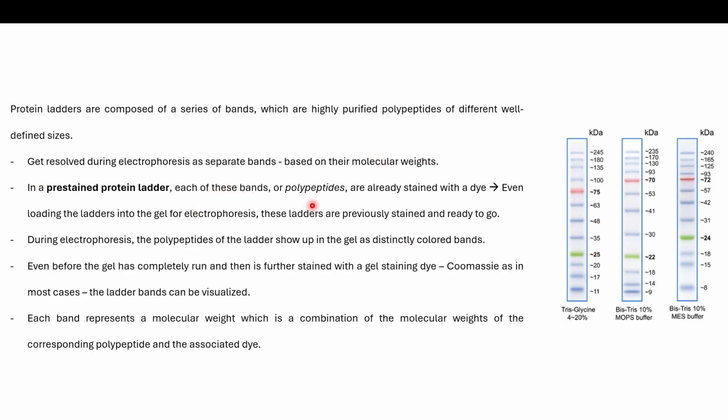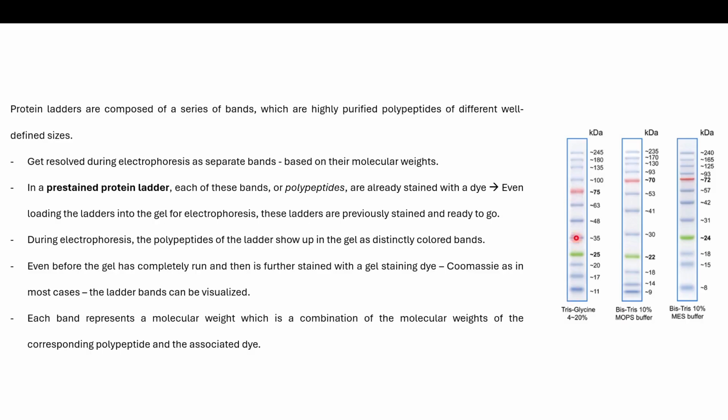Each of these bands or polypeptides is already stained with the dye. Even before loading the ladders into the gel for electrophoresis, these ladders are previously stained and ready to go. What happens during electrophoresis? The polypeptides of the ladder show up in the gel as distinctly colored bands, like here. And even before the gel has completely run and is further stained with the gel stain Coomassie stain, the ladder bands can be visualized.